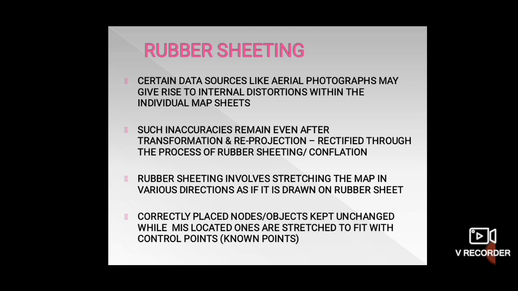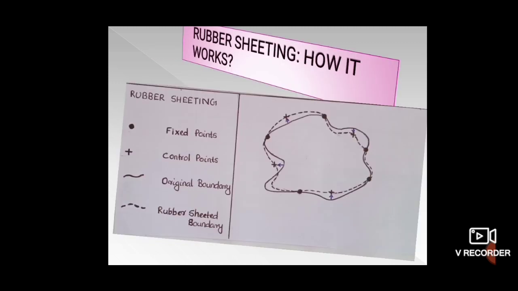In the diagram you can see that the original boundary or the original image that we got is the continuous line, and the dotted line represents the final rubber sheeted boundary. The objects on the map that are already correctly placed, we keep safe. We will not change those features that are already correctly placed, but there will be some mislocated and wrongly shaped ones. Those features we will be stretching to fit with the control points.